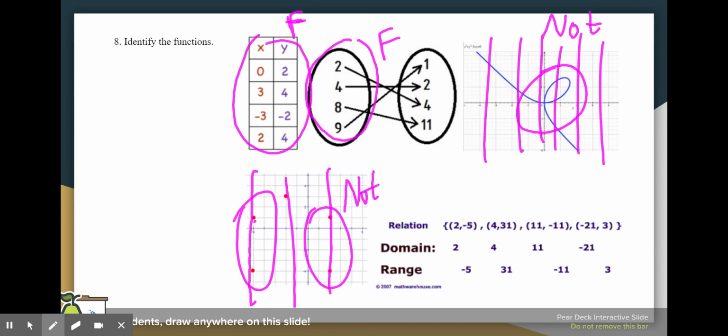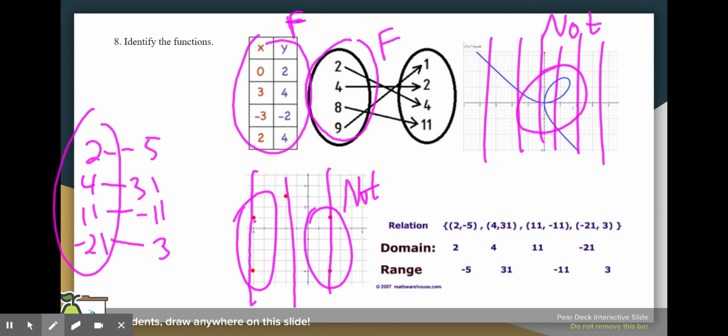And then this bottom one, it's easy to do a mapping. So my domain is 2, 4, 11, -21. And then I have -5, 31, -11, 3. It's 2 to -5, 4 to 31, 11 to -11. So I do not have more than one coming out of this, so this is a function.